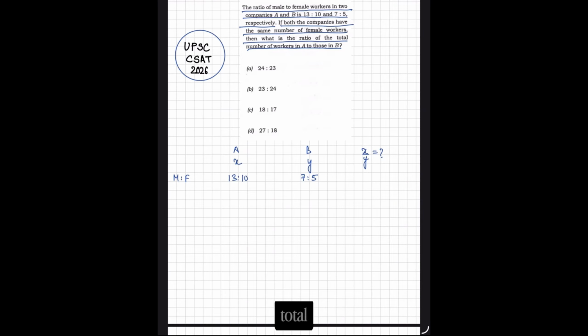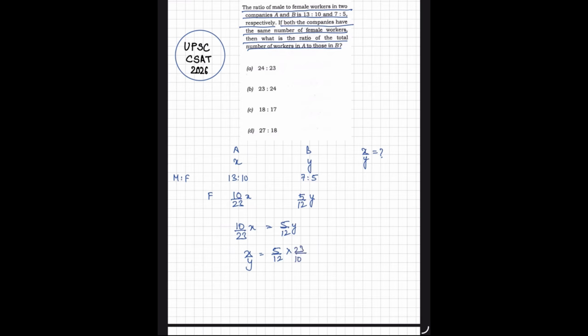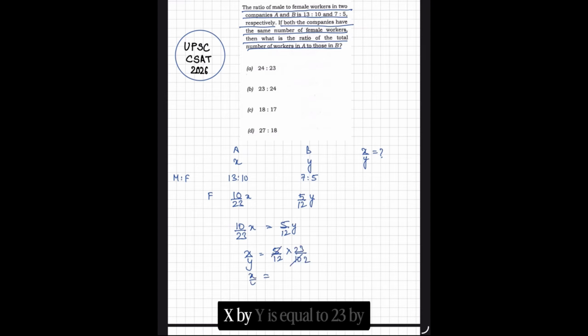So in company A, the total parts are 23. Hence, the number of females in company A will be 10 by 23 x. The total parts in company B is 12. So the number of females in company B will be 5 by 12 y. It has also been given that in both the companies, the number of females are equal. So 10 by 23 x is equal to 5 by 12 y. Hence, x by y is equal to 5 by 12 into 23 by 10. Simplifying this, we get x by y is equal to 23 by 24. Hence, the correct answer is 23 by 24 and the correct option is option B.